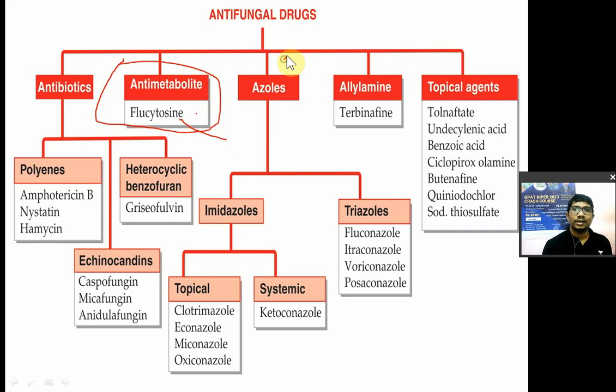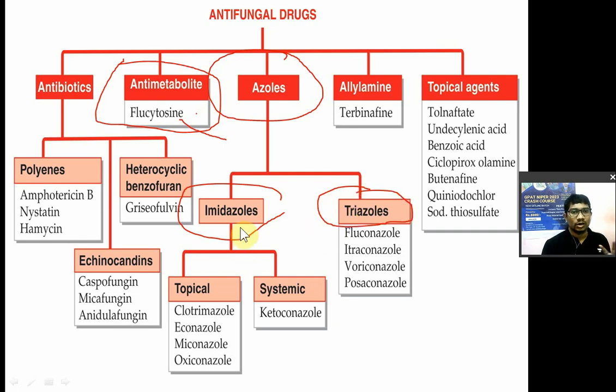Now the third class in the antifungal agents is known as azole antifungals. In that you have two subcategories, imidazole antifungal agents and triazole antifungal agents. Imidazole मतलब क्या? A 5-membered heterocyclic ring containing 2 nitrogens is known as imidazole. Triazole means 3 nitrogens in the ring. The imidazoles are topically used drugs. In that you have clotrimazole, econazole, miconazole and oxiconazole.